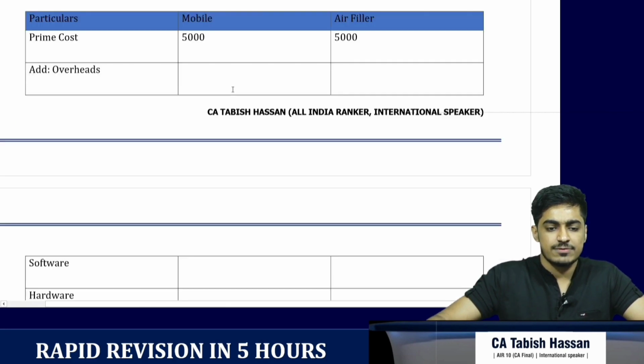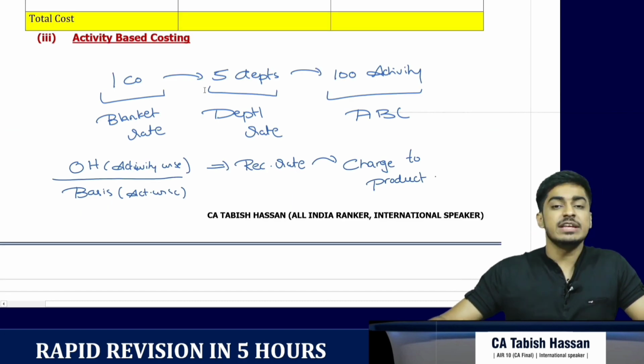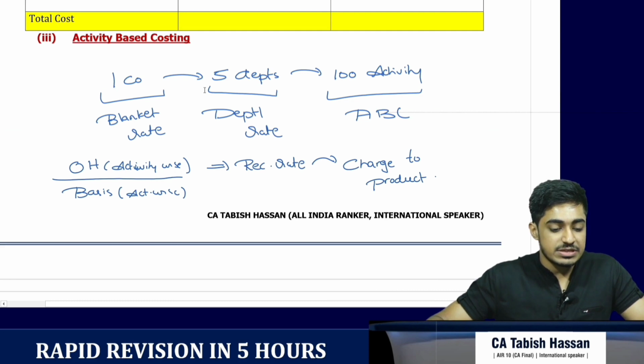Okay, this was the example. We've already discussed this in the 20 hours revision batch. Next, we have activity-based costing. So what is activity-based costing?